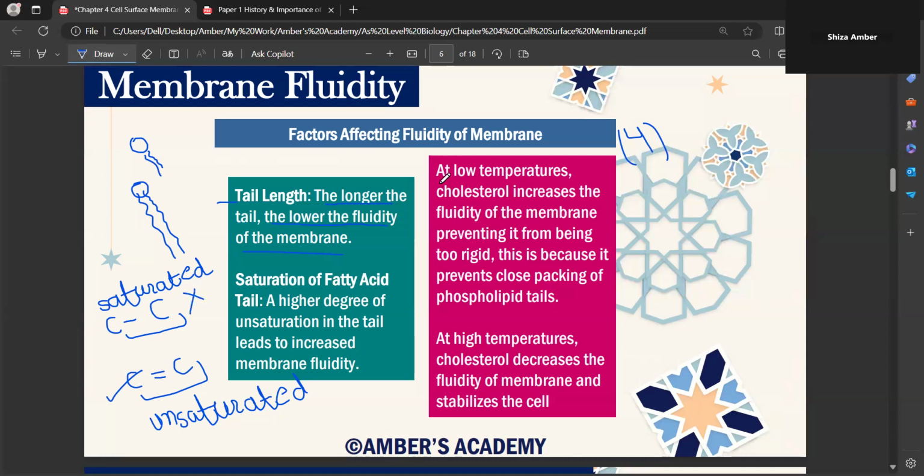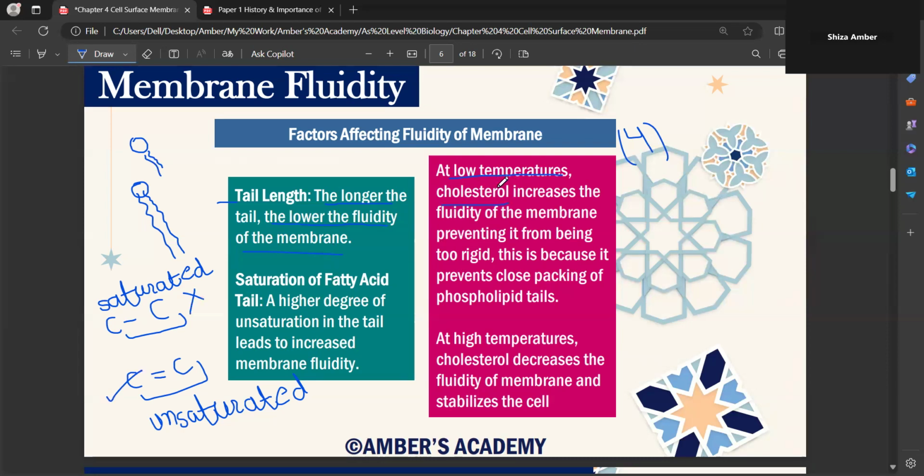Now, at low temperatures, cholesterol increases the fluidity of the membrane. At low temperatures, now here comes the function of cholesterol as well. So if your question asks you about the functions of cholesterol, you can write this. But this is also one of the factors which influences the fluidity.